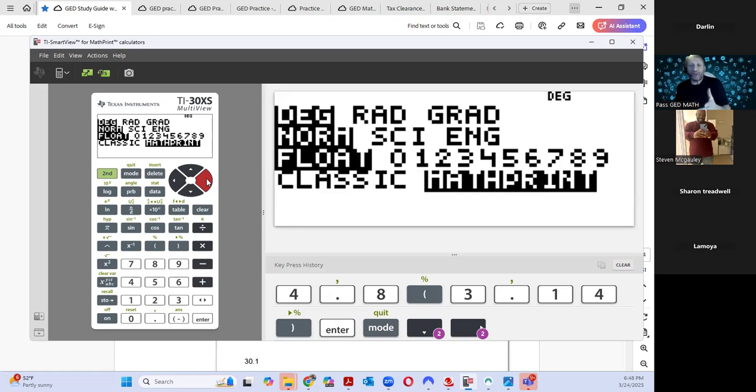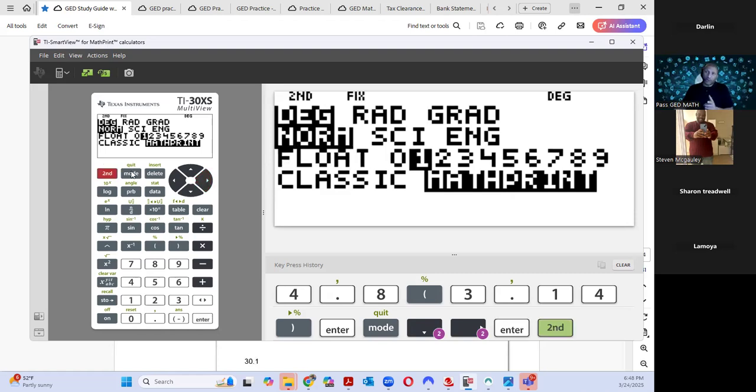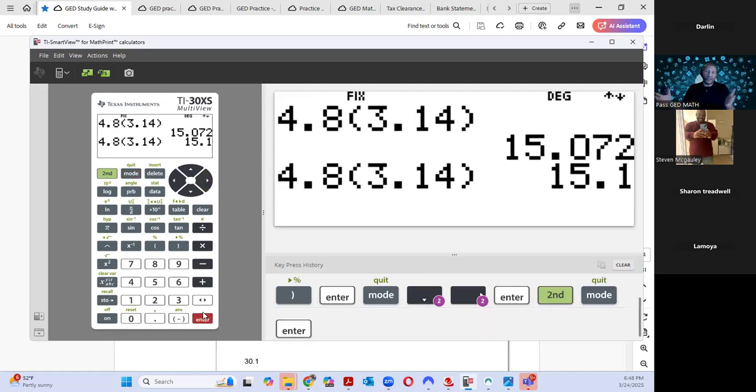So this calculator will also round for you. I'm going to hit 1. I'm going to hit second, then mode to quit. I'm going to press enter. And now it rounds off to 15.1.